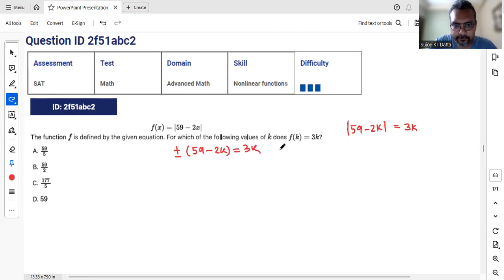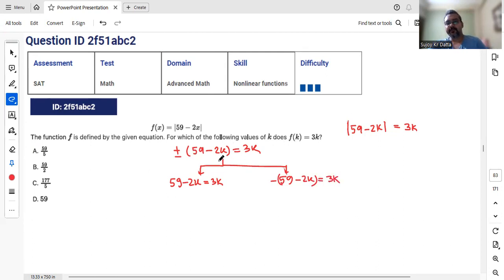So we will have once for the positive side, once for the negative side. Make sure you wrap it in brackets here, otherwise that would end up being misleading, right? So for this one, we have 5k equals 59. So k would be 59 upon 5. And here we will have negative 59 plus 2k equals 3k. So that would give us k equals negative 59.